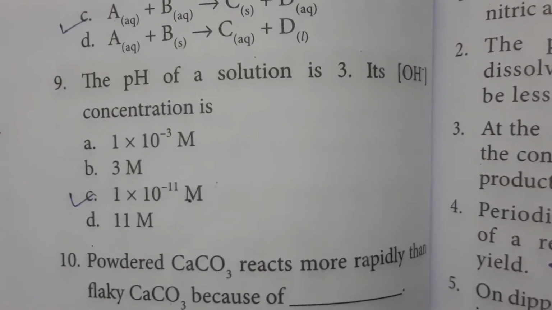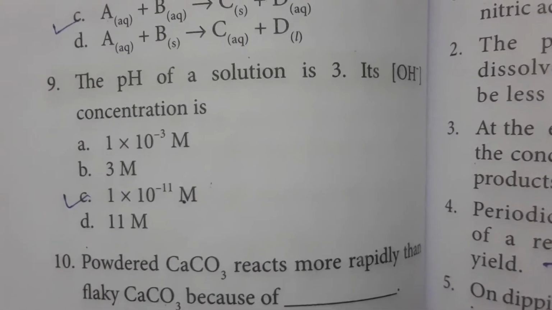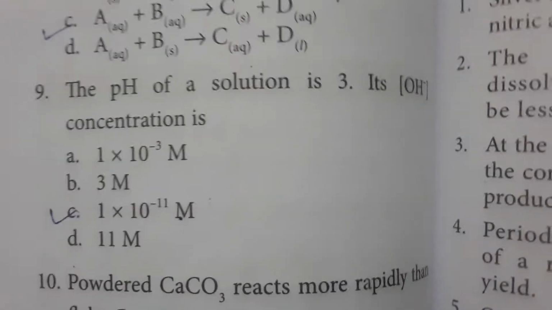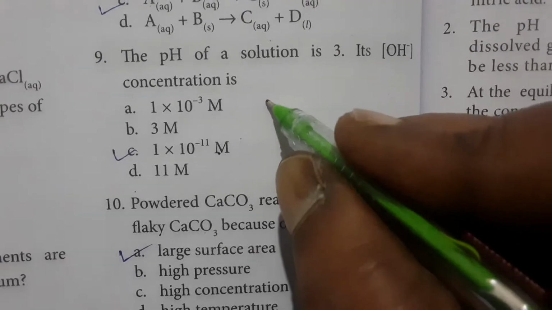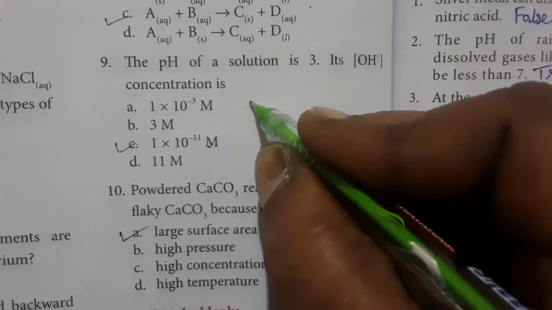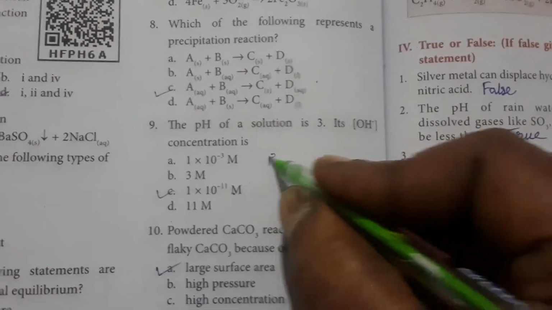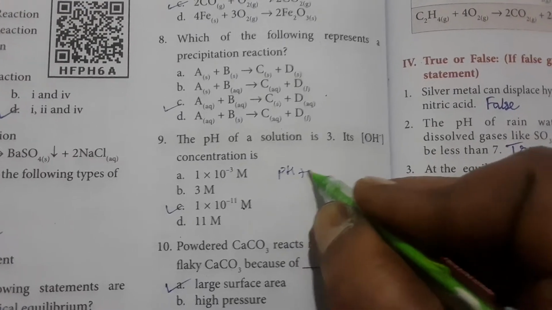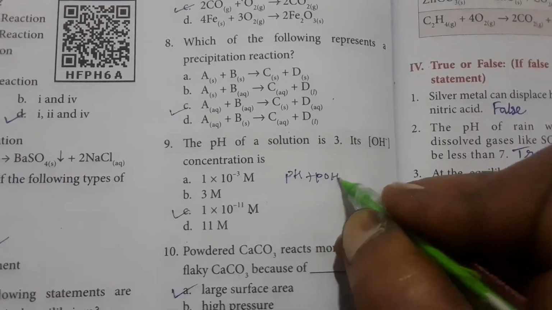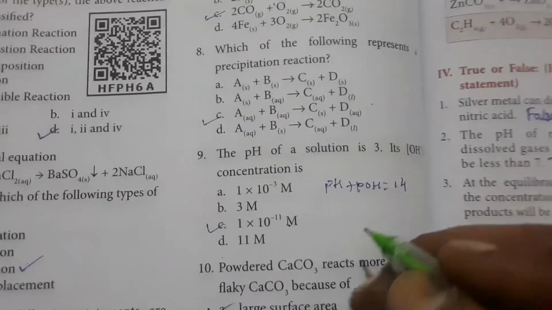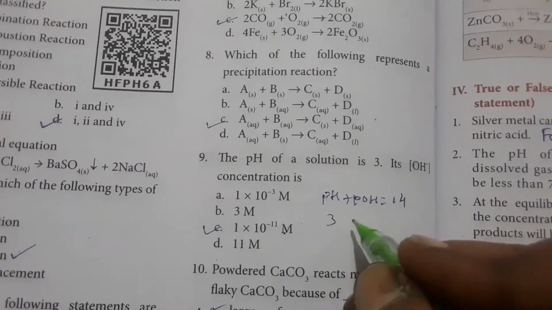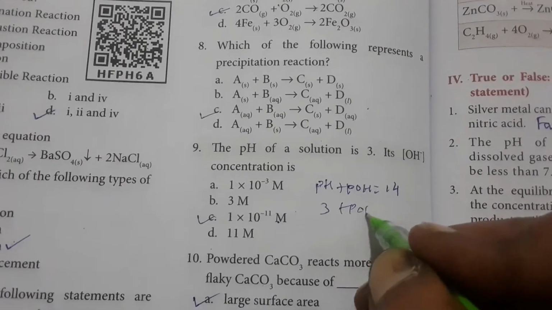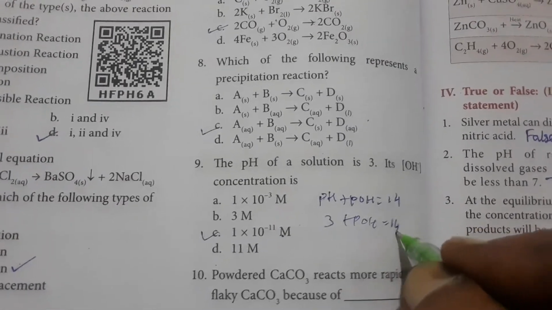The pH of the solution is 3. Its hydroxyl concentration is 1 into 10 power minus 11 molar. In other words, if they are asking the other type of answer, see the pH: the pH plus pOH gives 14. This is the rule. In this question they are giving the pH as 3, so you could find the pOH, so this equals 14.